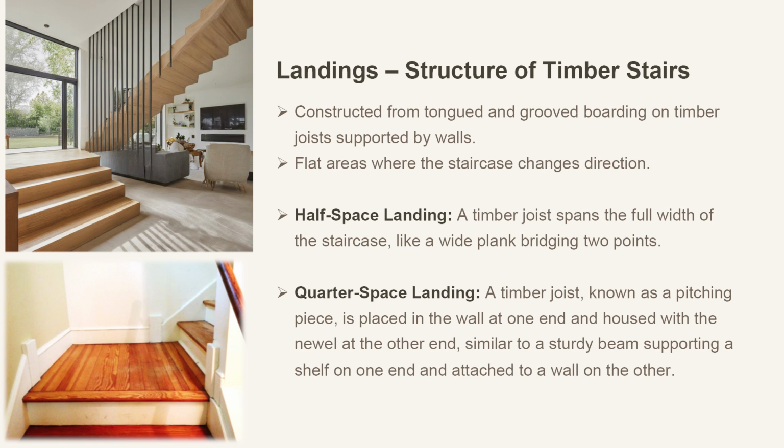Let us now talk about landings, the flat areas where the staircases change direction. These are constructed from tough and grooved boards on timber joists, like the sturdy floorboards in a room. For a half-space landing, a timber joist spans the full width of the staircase, kind of like a wide plank bridging 2 points. For a quarter-space landing, a timber joist called a pitching piece is placed in the wall at one end and housed with newel at the other, much like a sturdy beam supporting a shelf on one end and attached to a wall on the other.